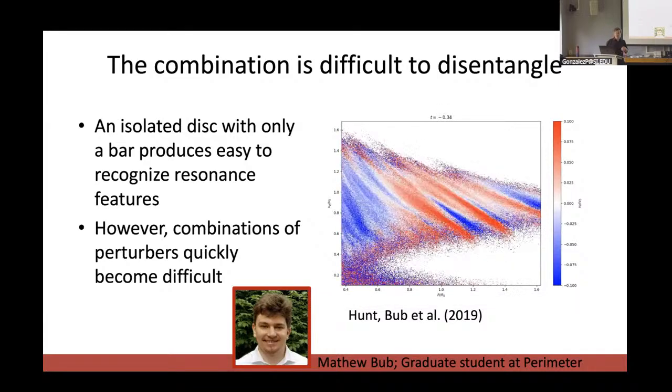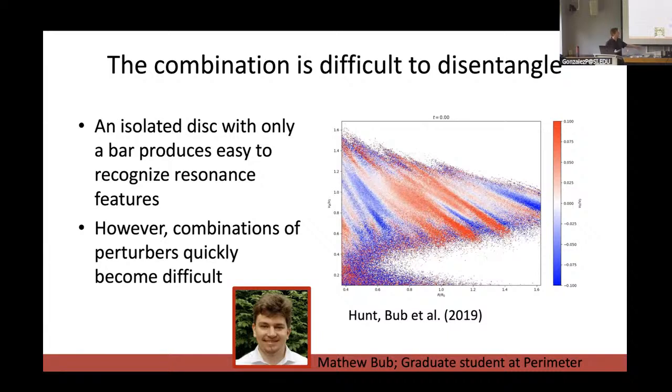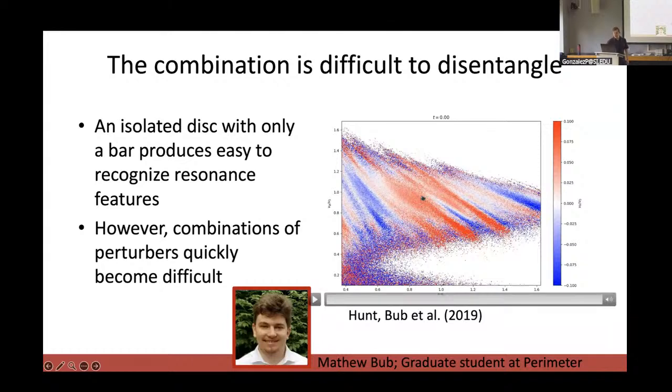So we know we have spiral structure. This is more qualitatively what the Gaia data looks like. We know, because we set up the model, that this feature here is the bar resonance. However, if you don't know that, and you pick the wrong one, you're going to measure the wrong pattern speed.